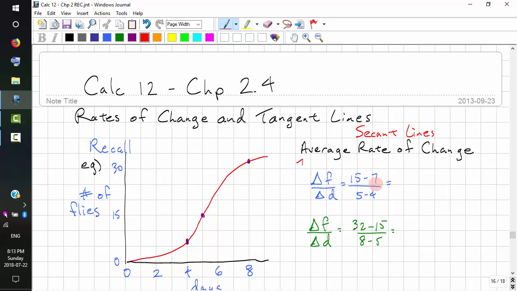Okay, so we take one point and another point. So if we want to find the average rate of change from day 5 to day 4, we draw our secant line. So we get 15 over roughly 7. So that's 8 over 1. And we get 8 flies per day.